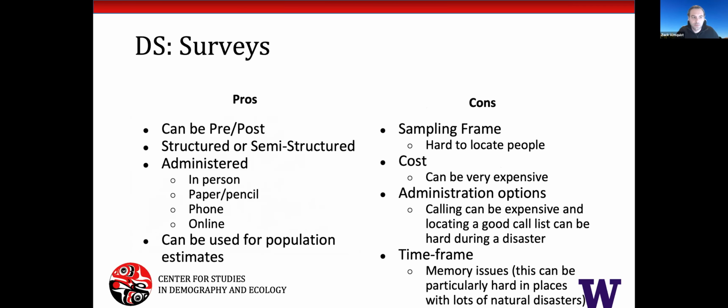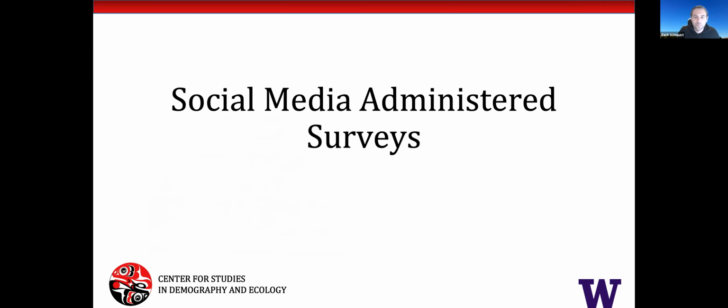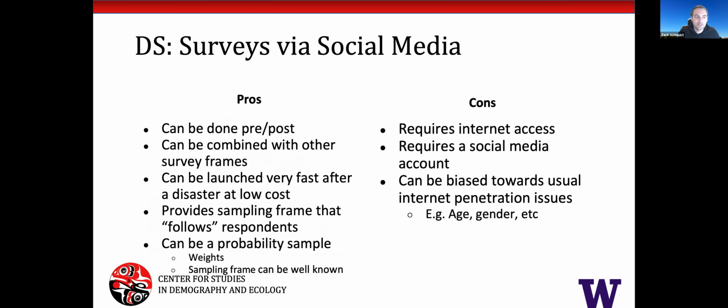The big problem with classic surveys is, one, they can be extremely expensive to administer, and generating a sampling frame can be extremely hard, and then all the other standard survey problems. Some of this can be alleviated by combining surveys with social media administered surveys. So again, pre-post, but now we have a well-known sampling frame that can be a solid probability sampling frame. And so we can reweight things to get sort of better, less biased estimates.